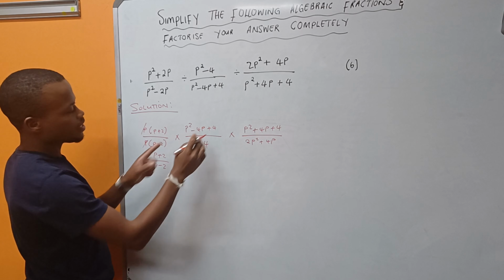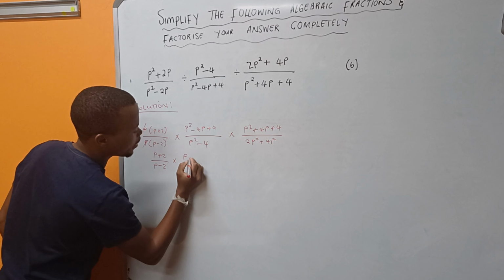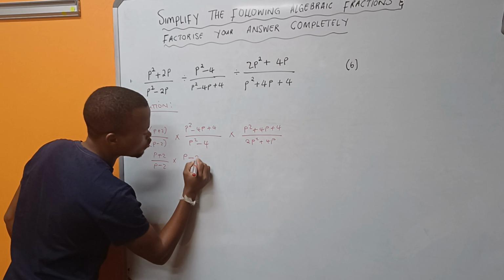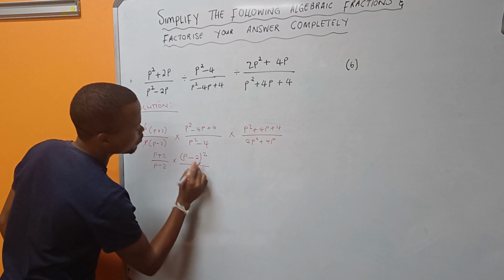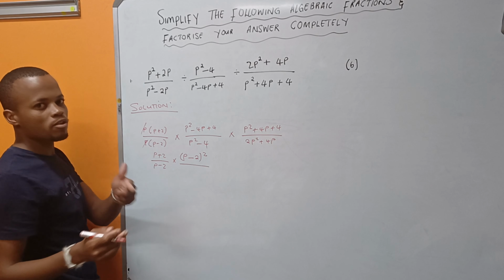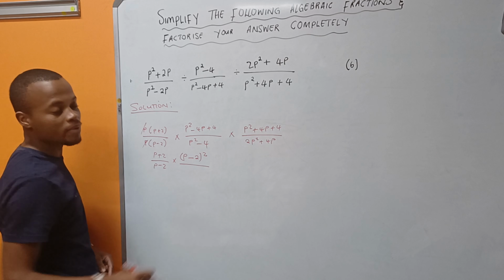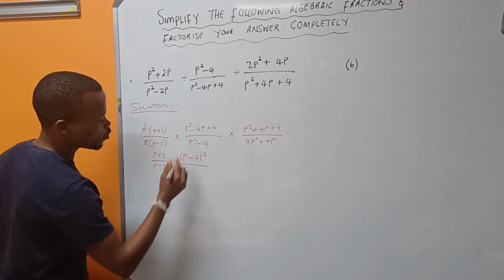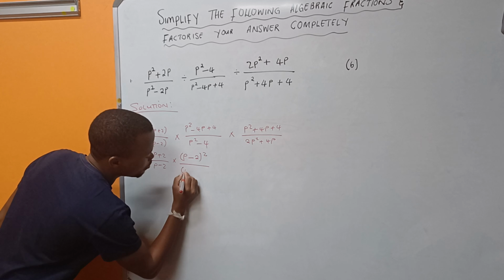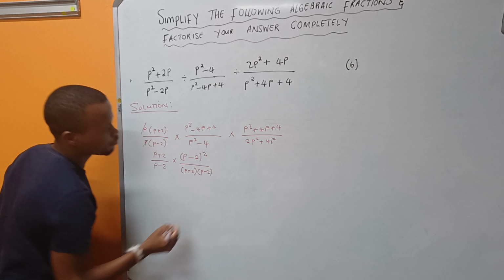This one can be factored into p minus 2 squared all over. This one is a difference of squares. You can write p as p squared, and the 4 can be written as 2 to the power of 2. So here we have a difference of 2 squares, which is p plus 2 times p minus 2.